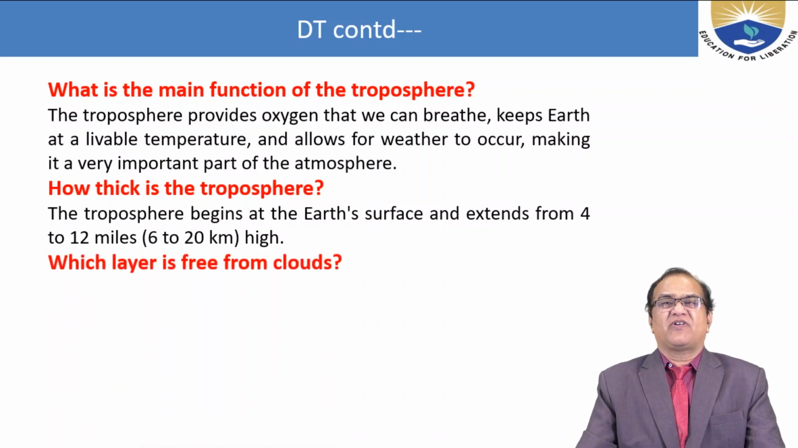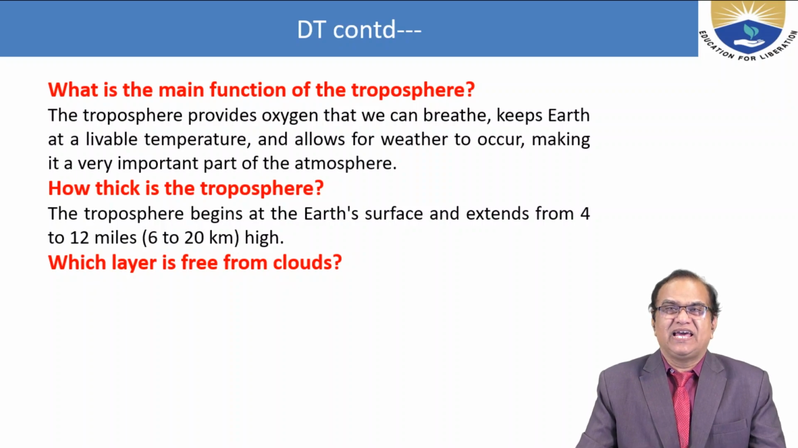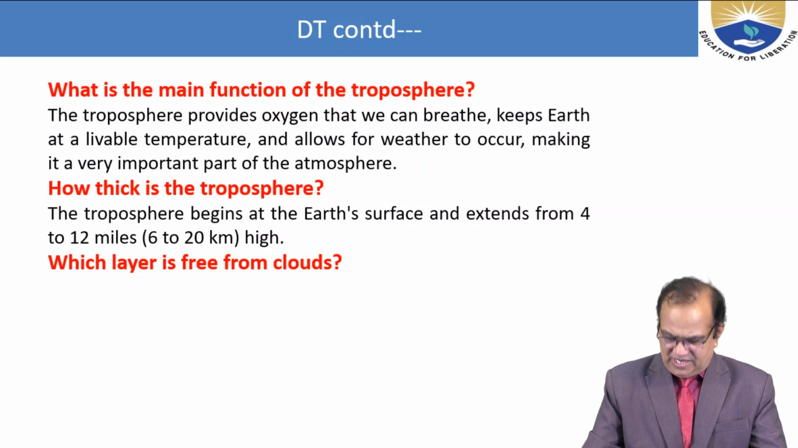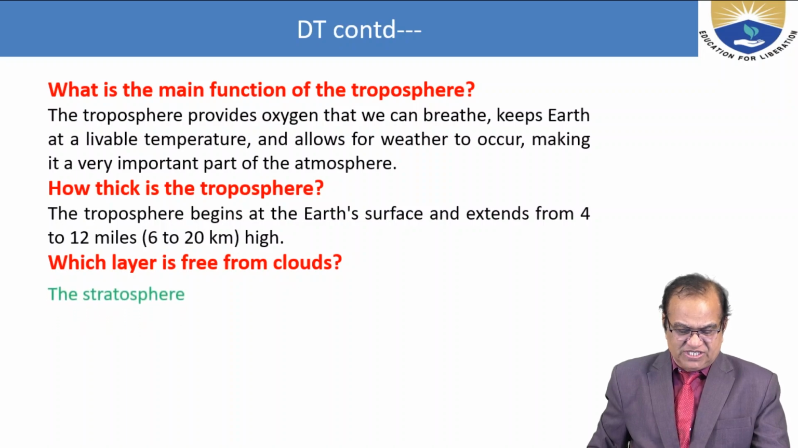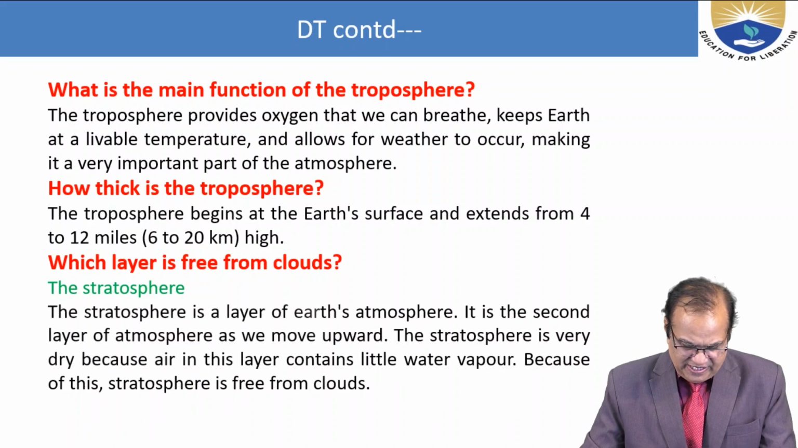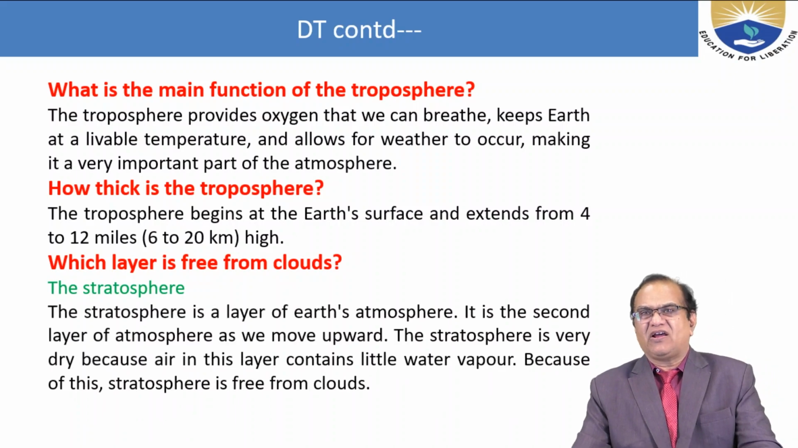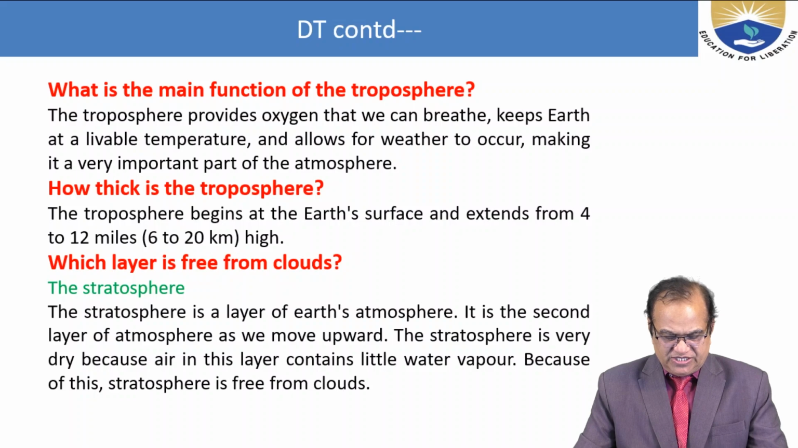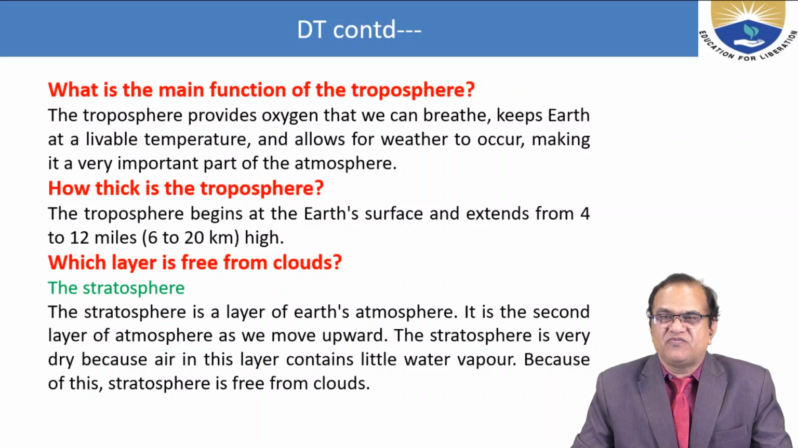Which layer is free from cloud? The next layer after the troposphere is called the stratosphere. The stratosphere is the second layer of the earth's atmosphere as we move upward. The stratosphere is very dry because the air in this layer contains little water vapor. Because of this, the stratosphere is free from cloud.